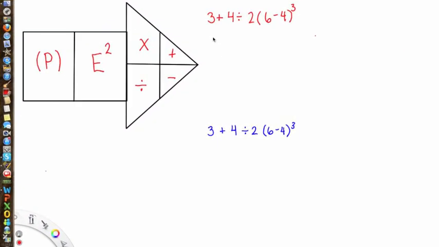Here we have a sample problem, and we're going to try it two ways. We're going to try it the right way and the wrong way. The right way uses order of operations. We have 3 plus 4 divided by 2 times, and when you have a number squished up against a parentheses, that's implying multiplication. So we have 2 times the difference of 6 and 4 to the third power. According to order of operations, parentheses comes first. 6 minus 4 is 2. We bring down the exponent, so right here I'm going to write 2 in parentheses.